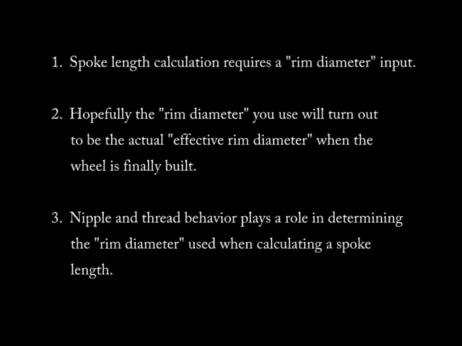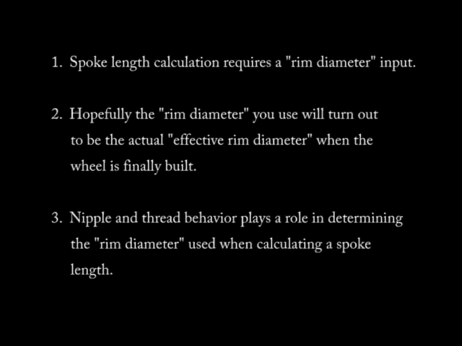When calculating a spoke length for a wheel that you're trying to build, one thing you have to do is come up with a rim diameter. The hope is that the rim diameter that you come up with in the form of a number will turn out to be the actual effective rim diameter when the wheel is finally built. In other words, hopefully it worked. That's why we have the word effective in effective rim diameter.